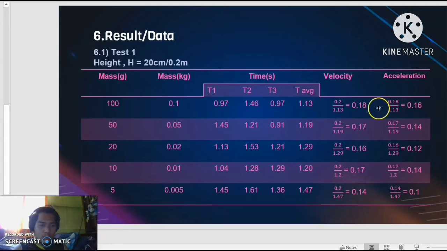For the acceleration, we take the velocity and divide by the time taken, or the average time taken. For the first experiment, we got an acceleration of 0.16, velocity over time. For the second one, we got 0.14. Third one is 0.12. Fourth one 0.14, and lastly 0.1.